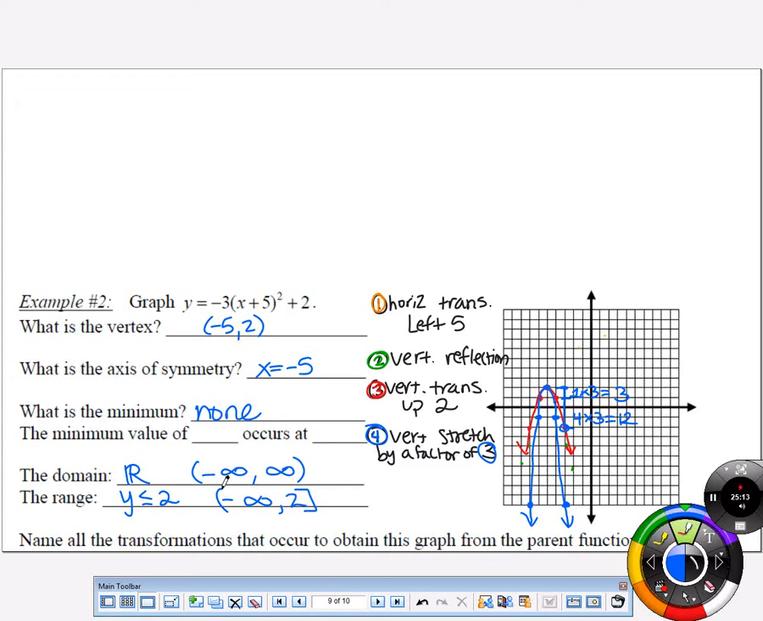Yes. All the quadratics, so anything that has this squared in it, would use this same parent function because they're all in that family of quadratics. Okay? Yeah. Josh? Parabolas, yeah. Okay. Let me stop this. This is good.